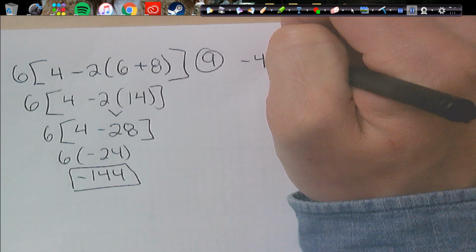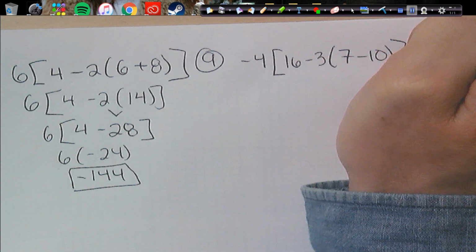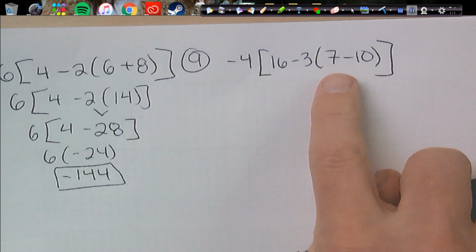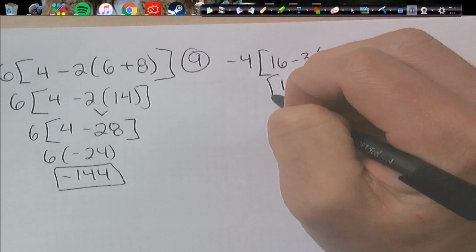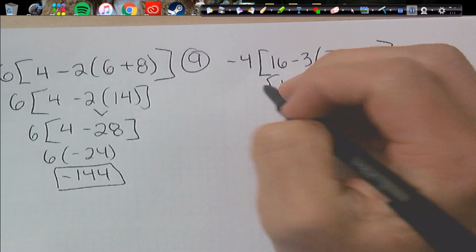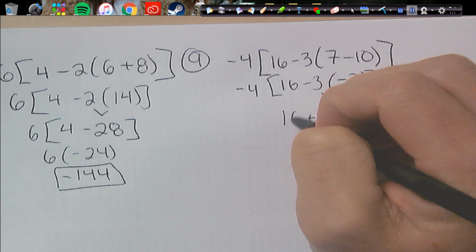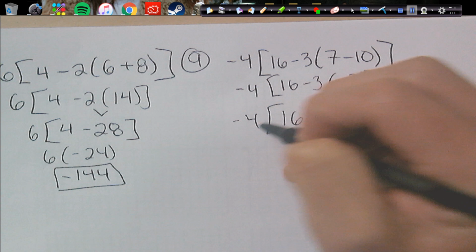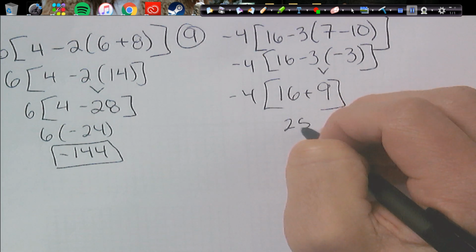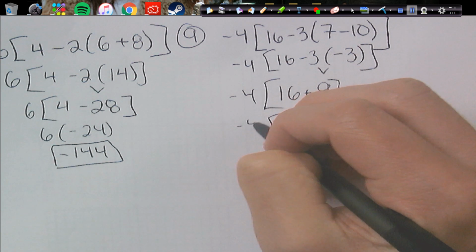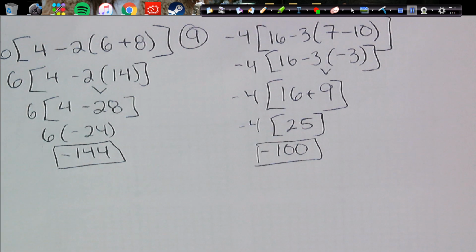Negative 4 times the bracket 16 minus 3 times 7 minus 10, brackets. Again, parentheses we go in for first. This becomes negative 3. Again, multiplication's happening first, so we're going to multiply negative 3 times negative 3, which is a positive 9. 16 plus 9, we're going to add those two together, and we're going to get 25. And then negative 4 times 25 is negative 100 as our final answer.